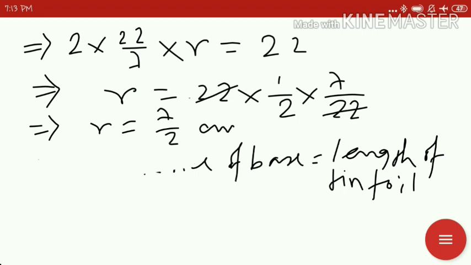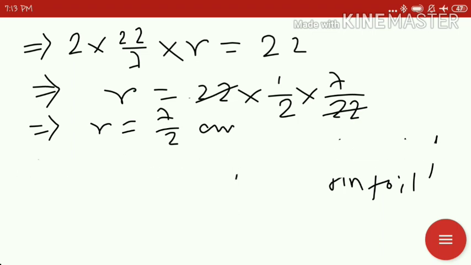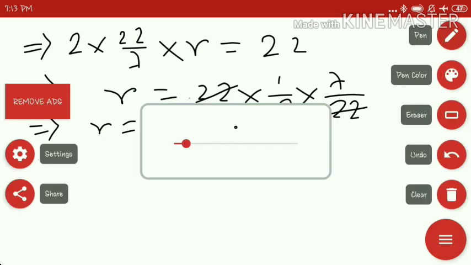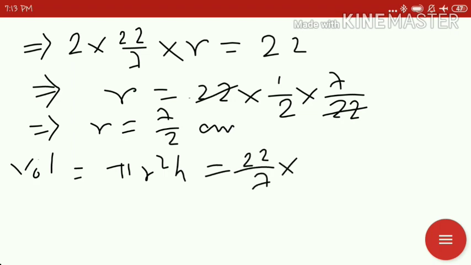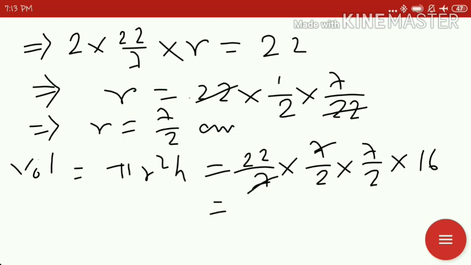So we'll write the formula of volume, pi r square h, and then put the values accordingly. Volume equals pi r square h. So equals pi, that means 22 by 7, r square, that means r taken 2 times, 7 by 2 and 7 by 2, into h, that was already mentioned in the question, 16. Cancel out 7 to 7, and if we calculate, we will find the value is 616 centimeter cube.